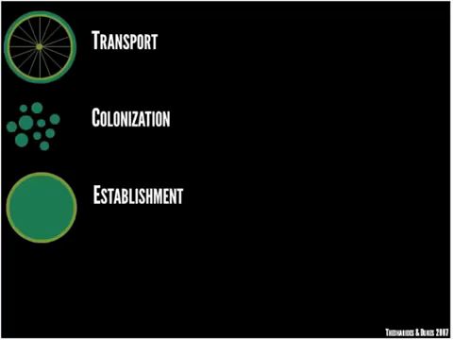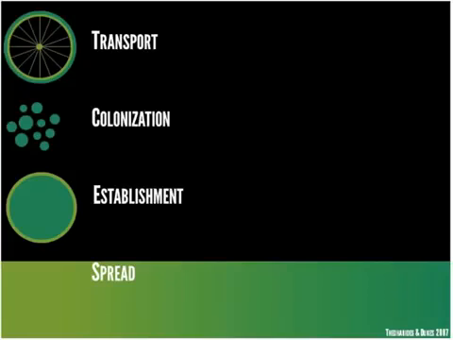So as you can see, of the number that get there, only a small fraction actually are able to colonize and establish. And then the last step is spread. So as invasive plants are able to spread from their source populations and establish across the landscape, they crowd out native plants and replace food resources for animals. And only about 10% of established species are able to spread.